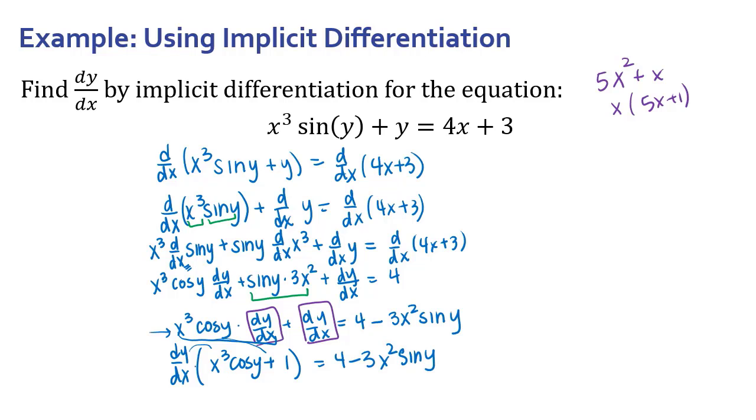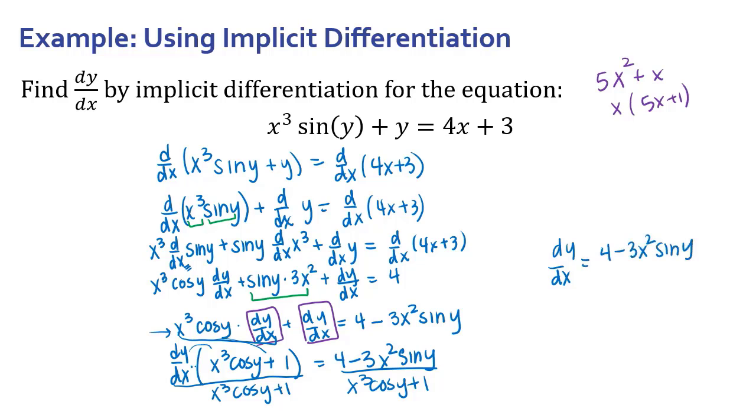So now I've got dy dx times this expression, so in order to get rid of that, we will divide by it. So we are going to be left with dy over dx equals 4 minus 3x squared sine of y all over x cubed cosine of y plus 1.